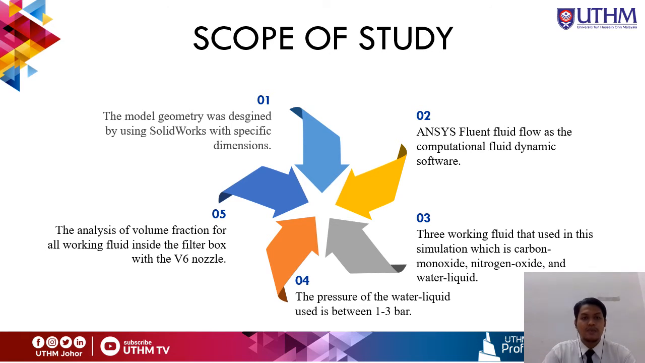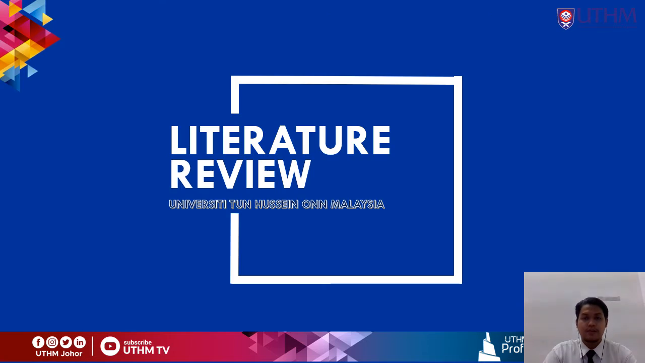First, the model geometry was designed by using SolidWorks with specific dimensions. Second, ANSYS Fluent Fluid Flow as the CFD software. Third, 3 working fluids that are used in this simulation, which are carbon monoxide, nitrogen oxide, and water liquid. Fourth, the pressure of the water liquid used is between 1 until 3 bar. Fifth, the analysis of volume fraction for all working fluids inside the filter box with the V6 nozzle.